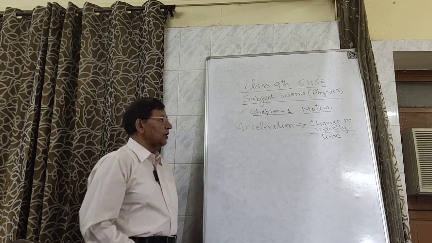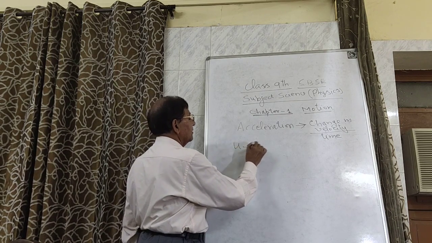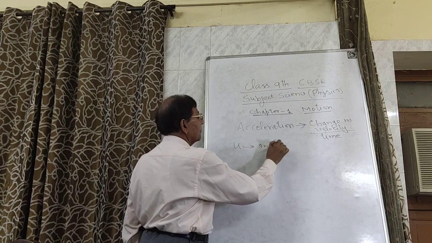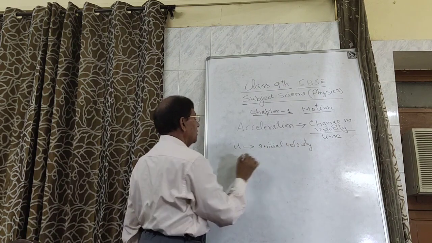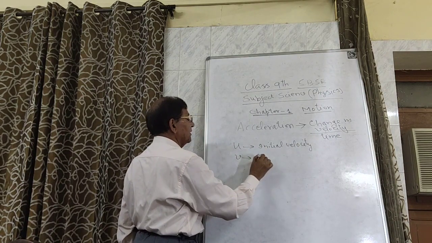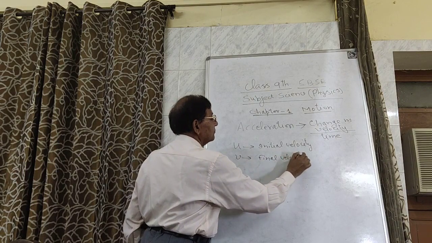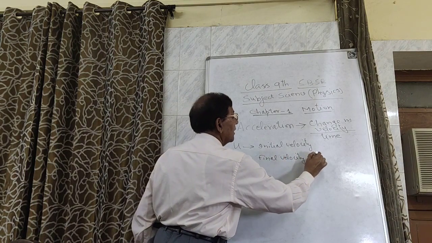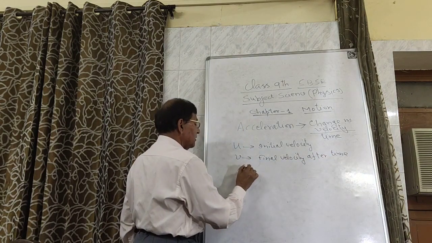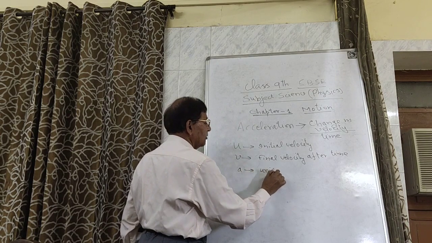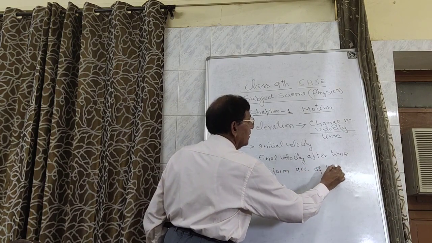Here we are going to derive the equations of motion when the acceleration of the body is uniform. So suppose a body has initial velocity u, and the final velocity of the body after time t is v. And a is the uniform acceleration of the body.